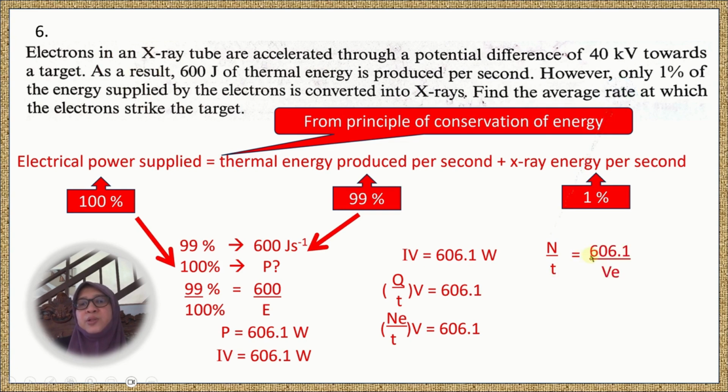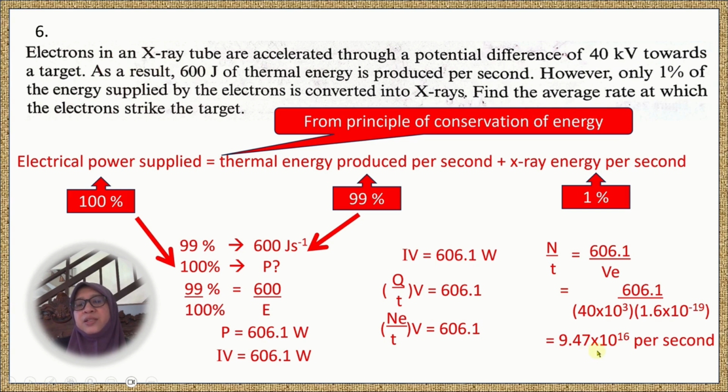So we cross multiply, VE. So 606.1 divided by VE. So we substitute the voltage used in this X-ray tube, 40 kilovolt convert to volt, and the electron charge. So we get the average rate is 9.47 times 10 to the power of 16 per second.